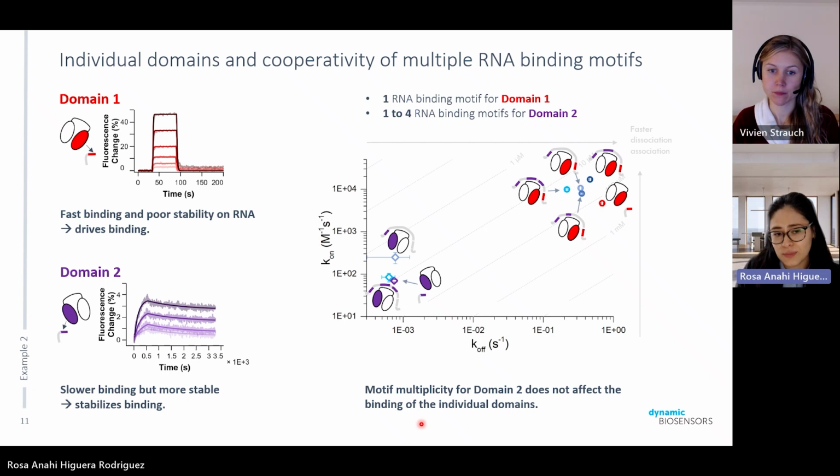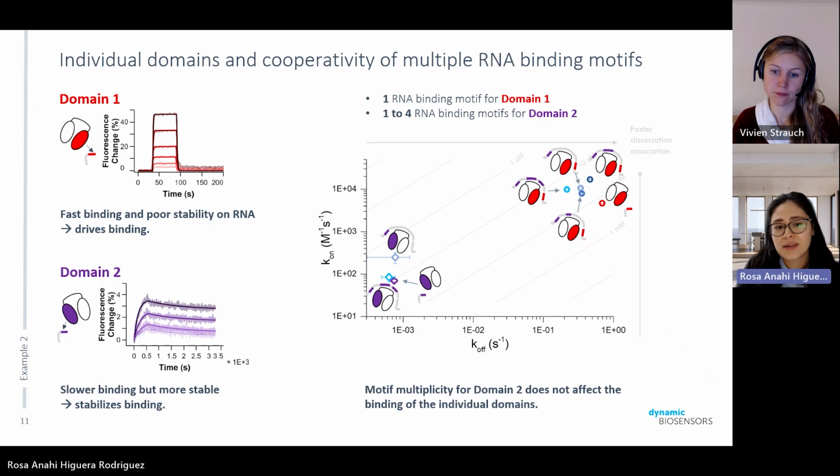Here is what we call a rate map plot, sorry, rate map plot. Here the x-axis is the off rate and the y-axis is the on rate. So we see that varying the number of RNA motifs doesn't change much for the knockout protein. All of them are basically scattered around the same points.